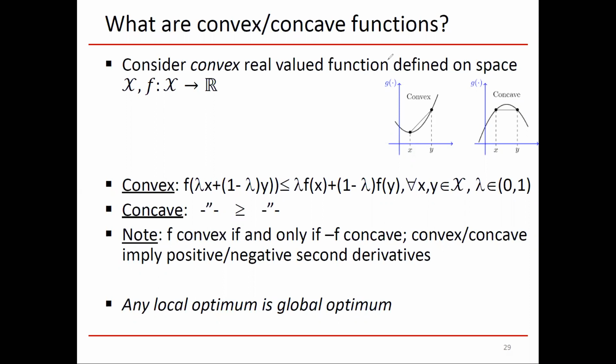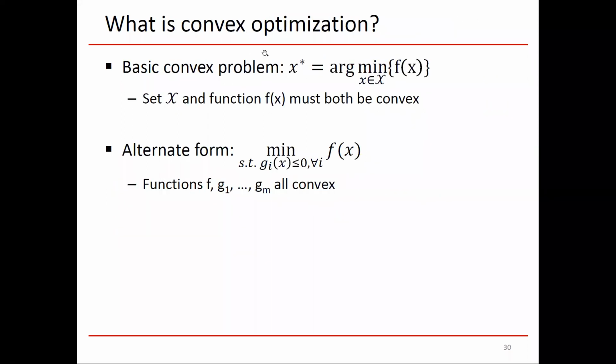Now, they have a lot of properties similar to linear programming. Many real-world problems can be well approximated by convex. But one of the very nice features is the local optimum is going to be a global optimum. So here's the basic convex problem. X star, the optimal location x, is going to be the argument of all the x's in the set script x over the function f of x.